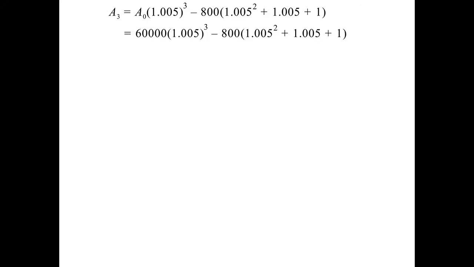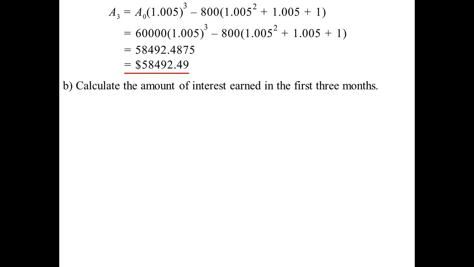We can manipulate that one around. A0, they told us, was $60,000. Bit of number crunching, and there we go, we got it. Didn't bother using the geometric formula for that one, because it wasn't exactly hard to plug all those numbers in. Calculate the amount of interest earned in the first 3 months.